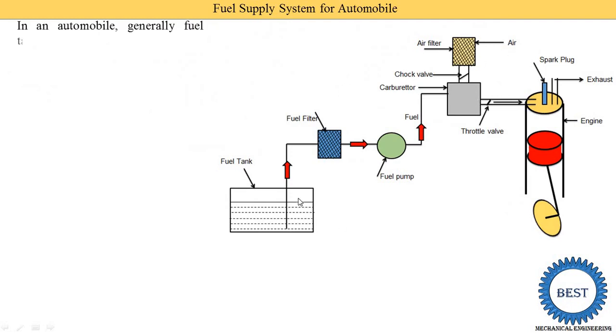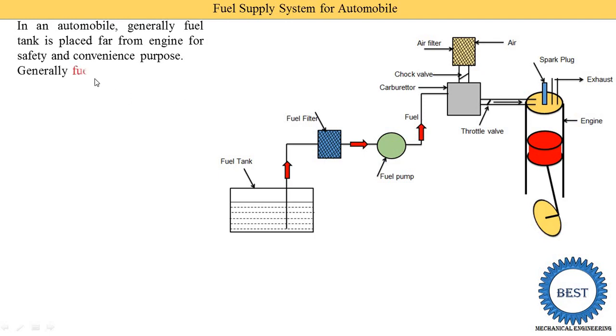So again I use this figure for better understanding. In an automobile, generally the fuel tank is placed far from the engine for safety and convenience. Far away means it is placed at a certain distance from the engine. Here you see this is the engine and this is the fuel tank. They have a certain distance to avoid fire.